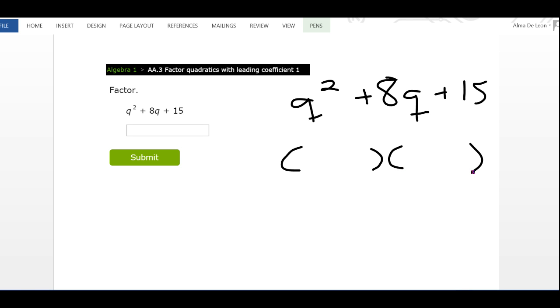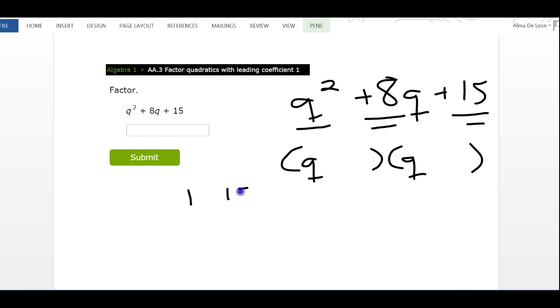Binomial times a binomial. Alright, to figure out what goes in the front of my parentheses, I look at the front of my trinomial. What times what gives me q squared? Well, there's only one thing. Q times q gives me q squared. Okay, now to figure out what goes at the end of my parentheses, I need to look at the end of my trinomial. What times what gives me 15, but adds up to give me positive 8?